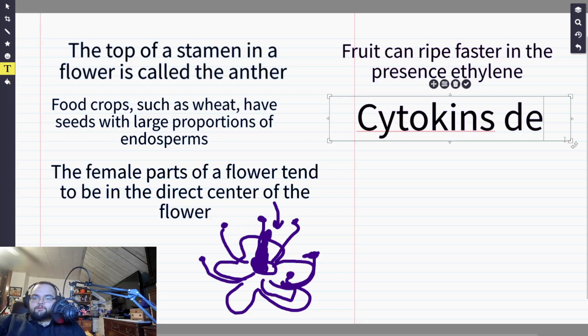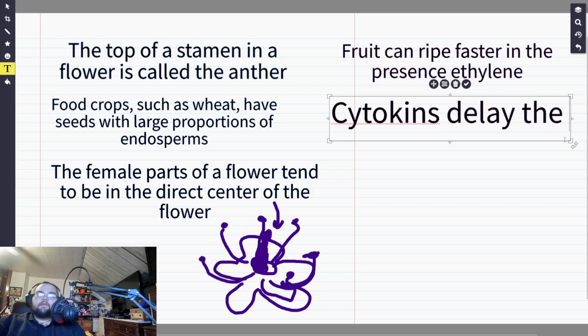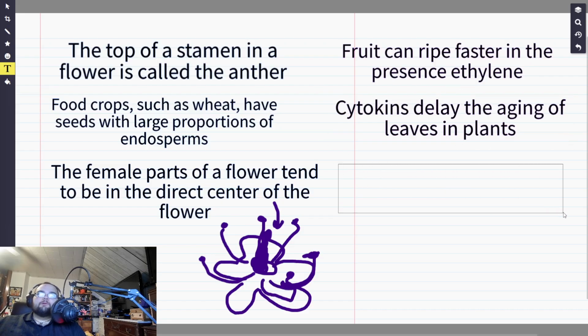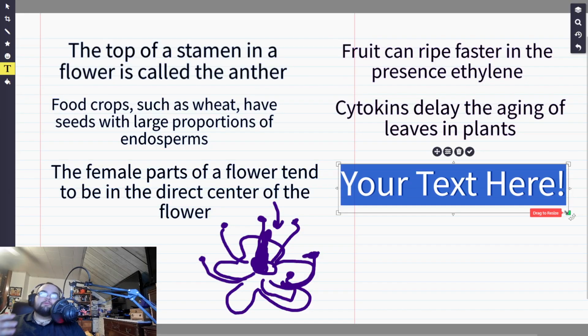Cytokines delay the aging of leaves in plants. That's one of them. So leaves tend not to age in plants thanks to the cytokines.